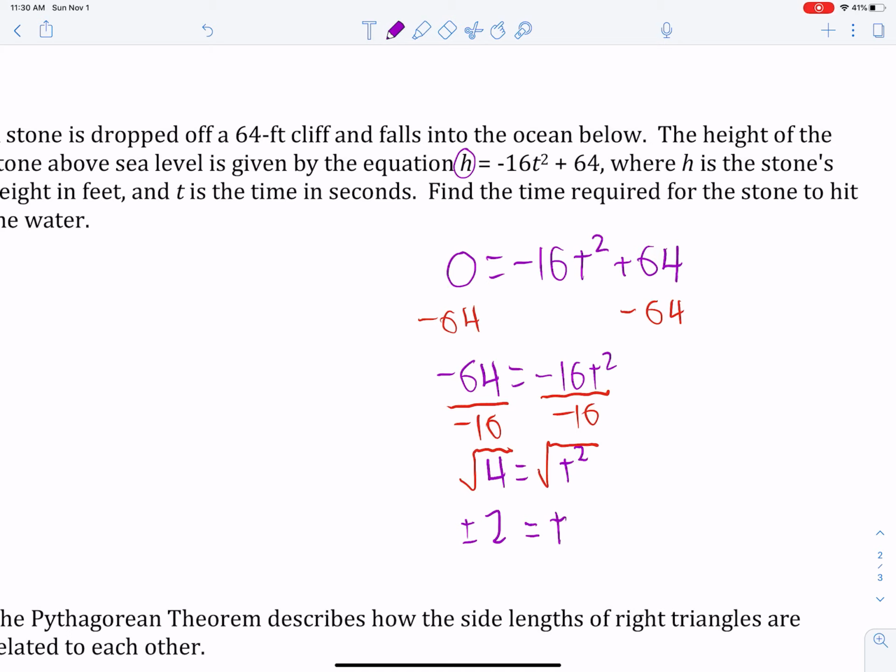Now, even though we did put that plus or minus there, when you're finding a measurement of time, negative time doesn't make sense. It doesn't make sense to say the stone hits the water negative 2 seconds after you drop it. That doesn't make any sense. So here we ignore the negative, and our answer is that it's going to hit the water positive 2 seconds after you drop it.